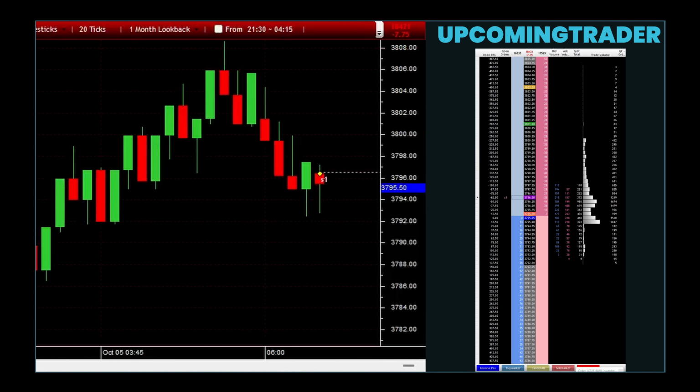The small body indicates that there was little movement from open to close during the period, while the long lower shadow signifies that sellers drove prices down, but buyers were able to push it back up, closing the period near the opening price. This dynamic hints at buying pressure and a potential reversal of the downtrend.